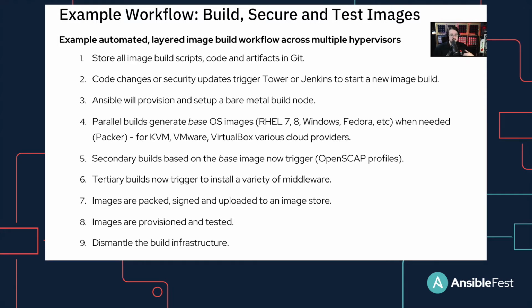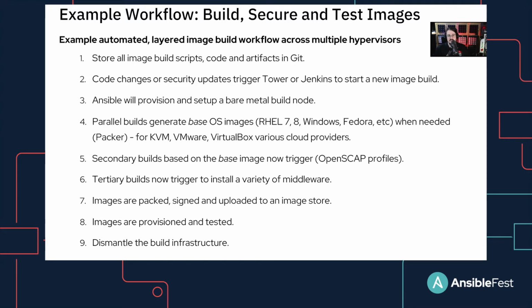As part of your image build, you first need to provision your build environment. Gone are the days when you have to have a very large bare metal server or multiple systems ready as your build environment. You can now use elastic scaling. So if you're using a cloud system, you just provision that on demand, and you can use Ansible to do that as well. Then you're going to trigger the actual OS image build.